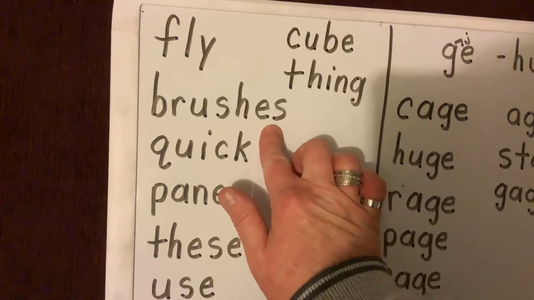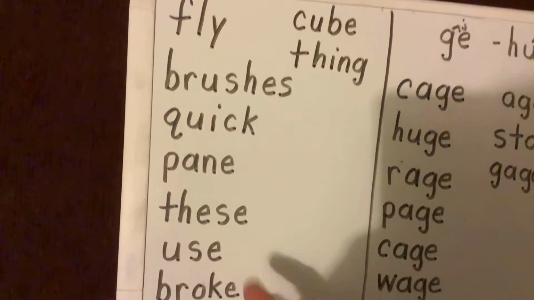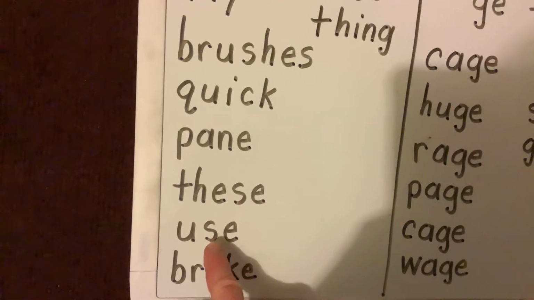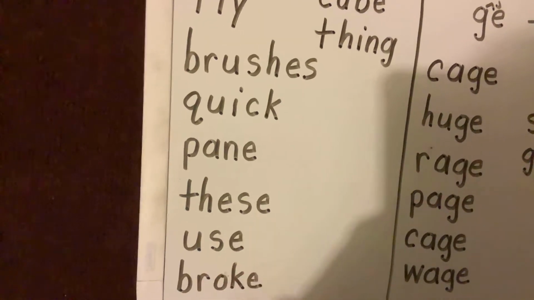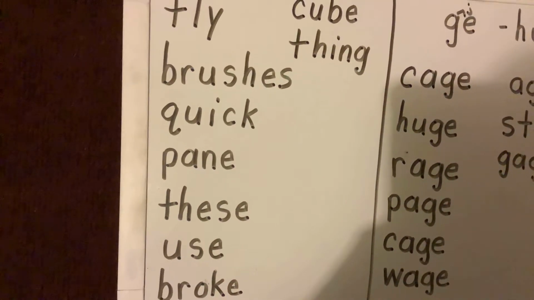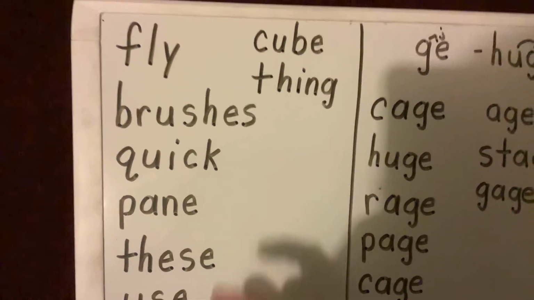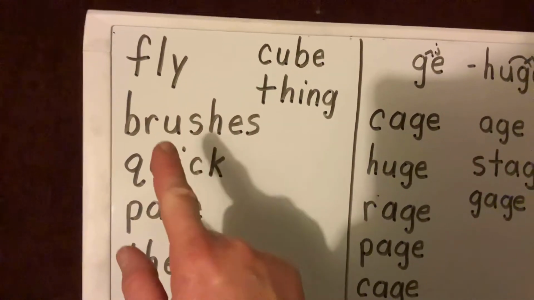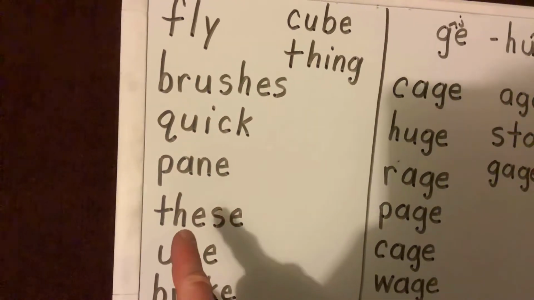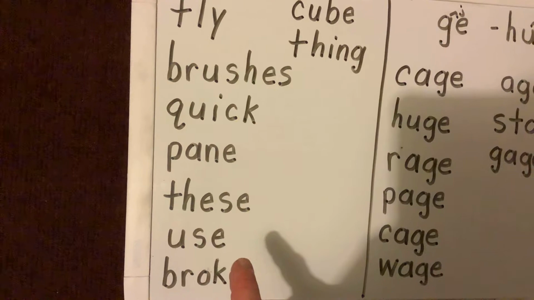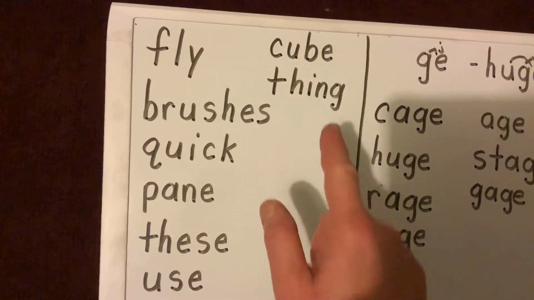Now right here I see my suffix es, so I know that brush is my base word. And remember, I see the S between two vowels, a vowel sandwich. So it makes that S sound like a Z. Can you read these if you like Superman ice cream? Here we go. Fly, brushes, quick, pane, these, use, broke, cube, thing.